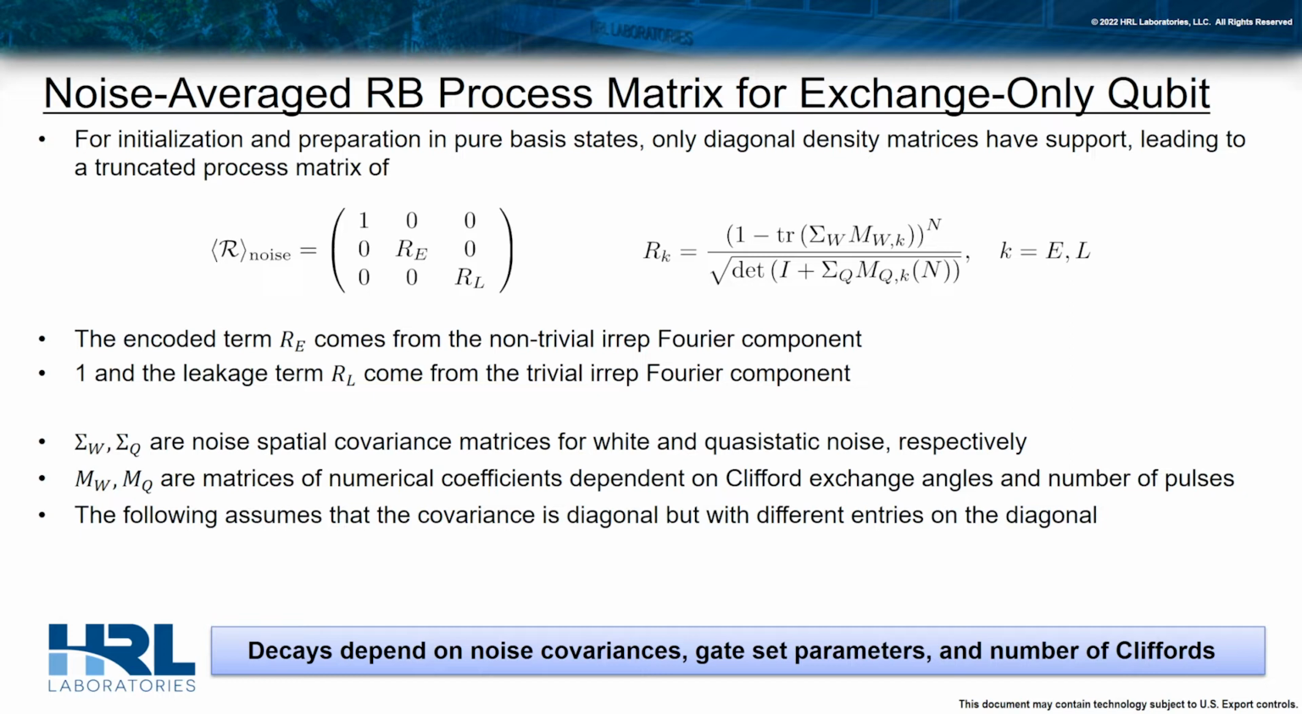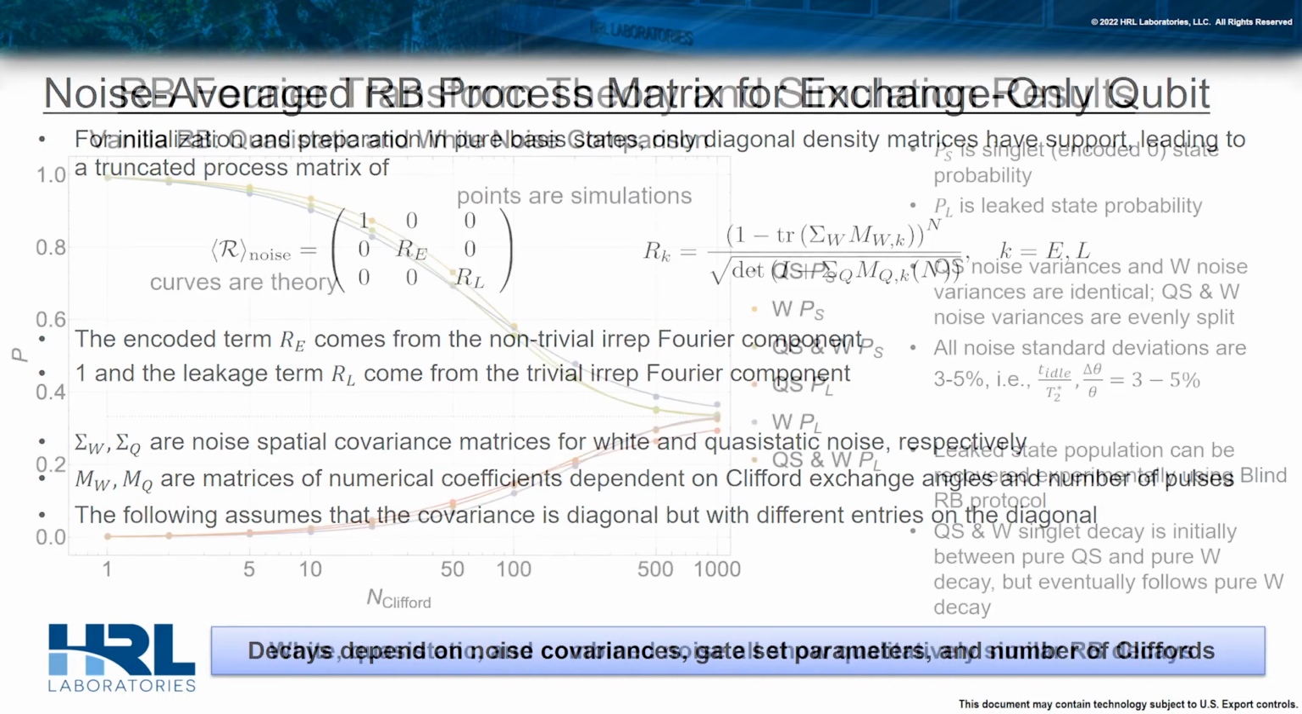The numerator is the usual exponential decay coming from the white noise, and the denominator comes from the quasi-static noise. Both top and bottom depend on spatial noise covariances and the M matrices of numerical coefficients. These M matrices just depend on the Clifford gate pulse sequences and the number of gates in each Clifford.